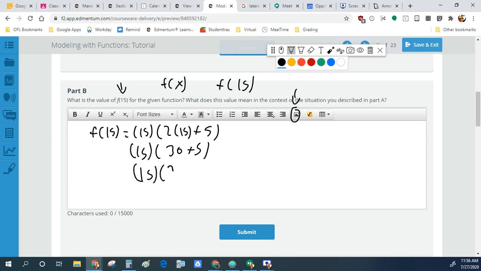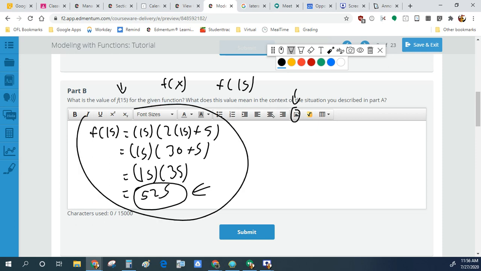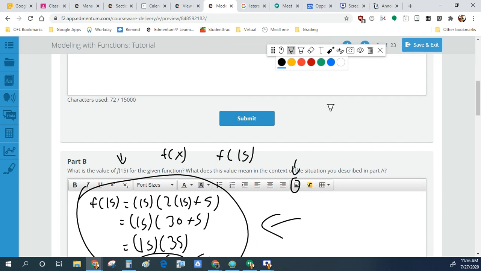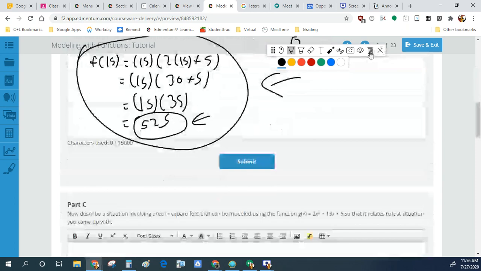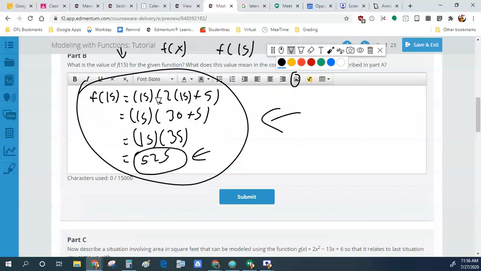15 times 35. Can someone plug in 15 times 35 in a calculator for me? 525. So that's going to be your answer for your area. And this is how you can show your work on paper. So that's all you're doing here, just inputting the value into the function that they already gave you. Is everybody good with this? Does anybody need to copy it down real quick?